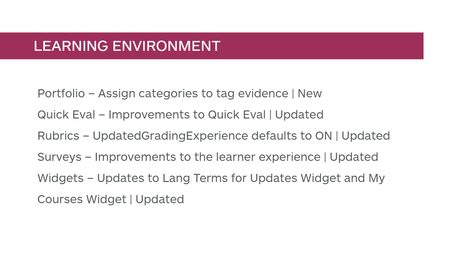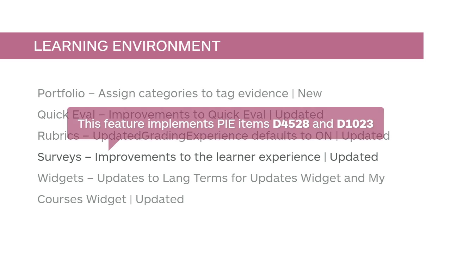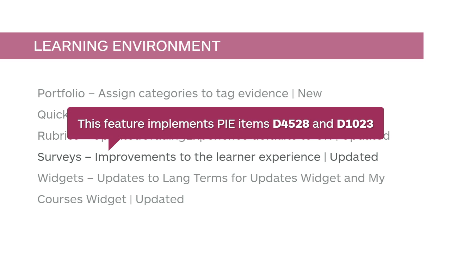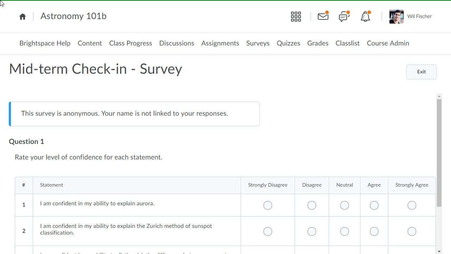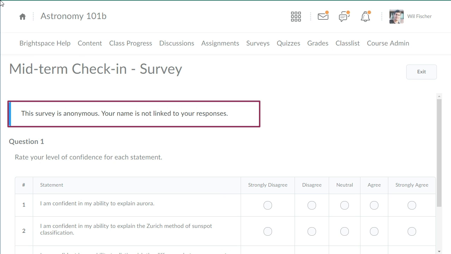Several updates have been made to surveys. This feature implements PI items D4528 and D1023. While learners are taking an anonymous survey, an alert appears.